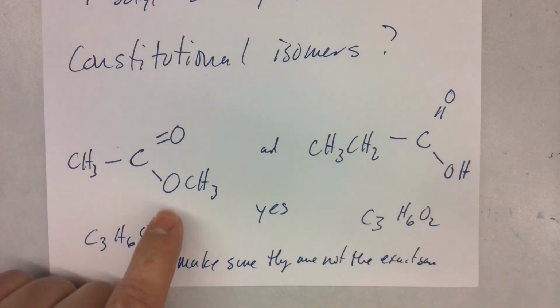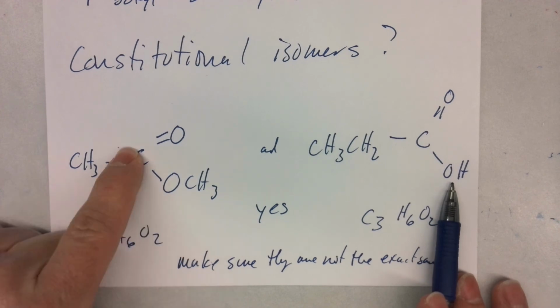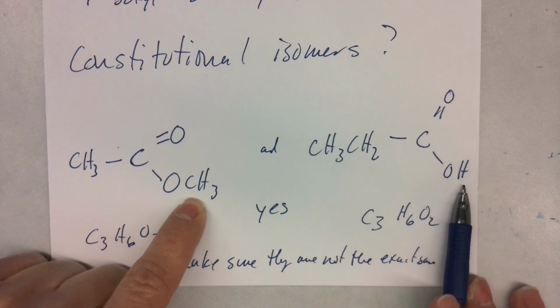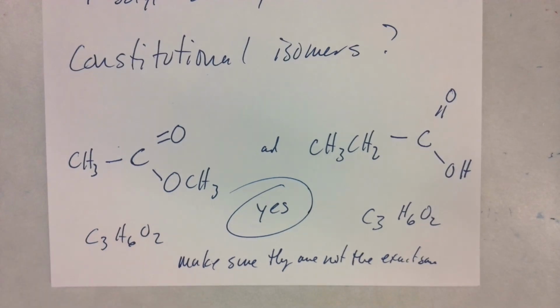So let's see. Here, and this is the easiest, that O is bonded to that C and that C, right? This O is bonded to that C and just an H. So can they be the exact same? No. So then they would be constitutional isomers. Okay?